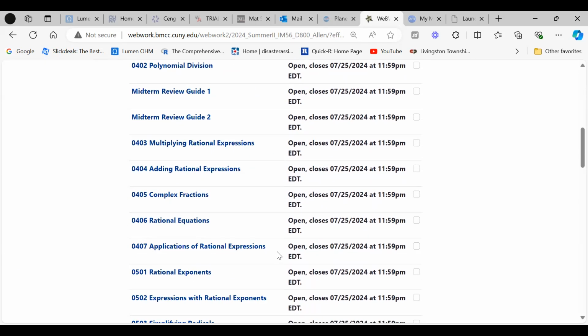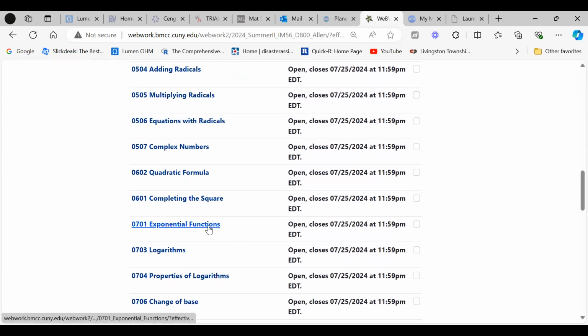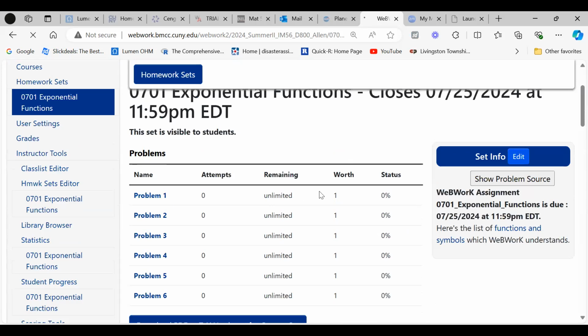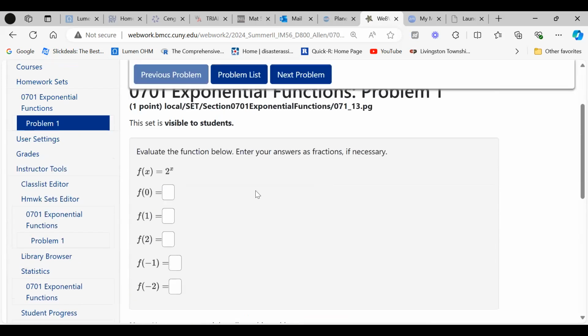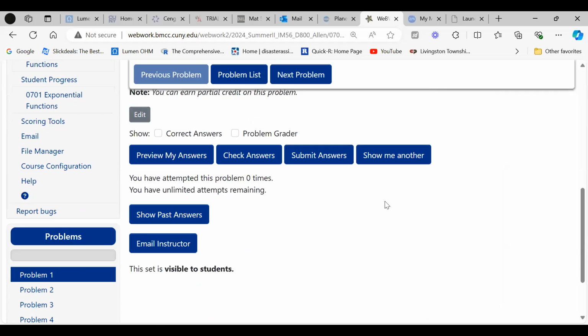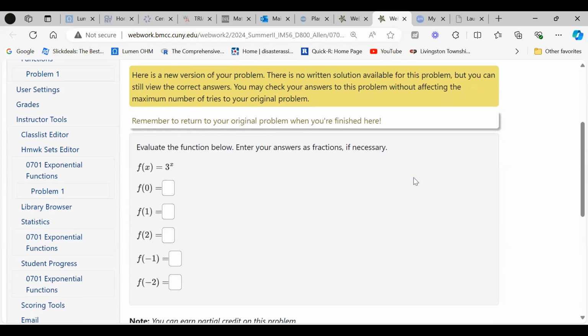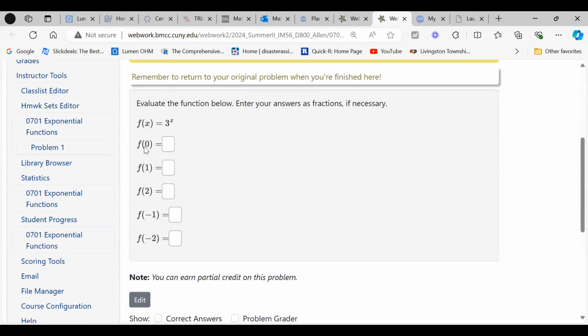Let's look at 7.1, exponential functions. Okay, let's see. Yeah, so this is the first one. You guys try this. Get all these y values. Replace x with 0, 1, 2, -1, -2, get all the values. All right, let's try this.